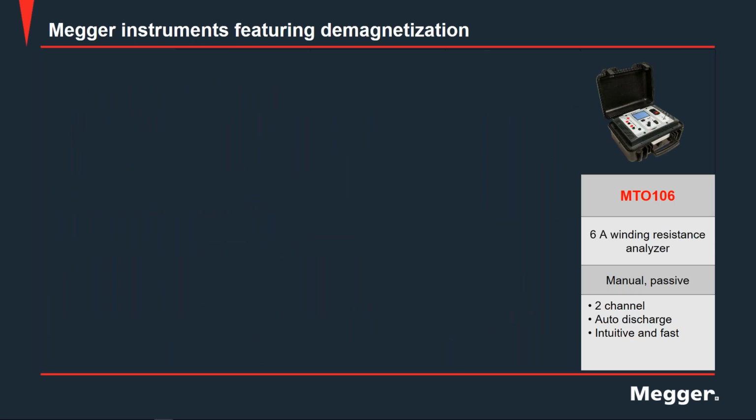Now we will go over the different Megger instruments that feature demagnetization. Starting first, we have the MTO-106. This is our 6 amp winding resistance analyzer. It is a manual demag with the passive standard method where you charge and then discharge. It is not the adaptive method.